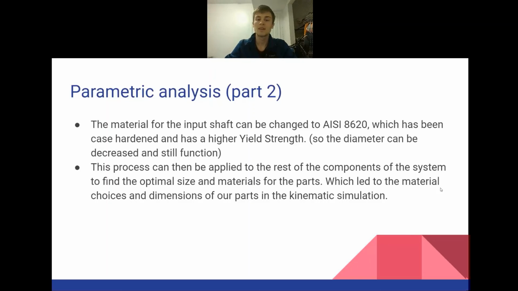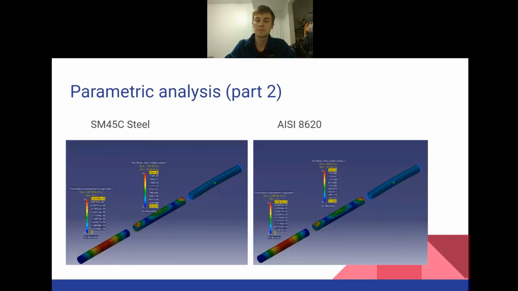Hi, I'm Kevin. To elaborate further on the parametric analysis, we additionally tested changing the input shaft material to AISI 8620. This allows the shaft diameter to be decreased. This can also be done for the rest of the components in the drivetrain in search of optimal performance of the parts. Here we demonstrated this test being run in CATIA. As expected, we observed a higher deformation in the original material than in AISI 8620.